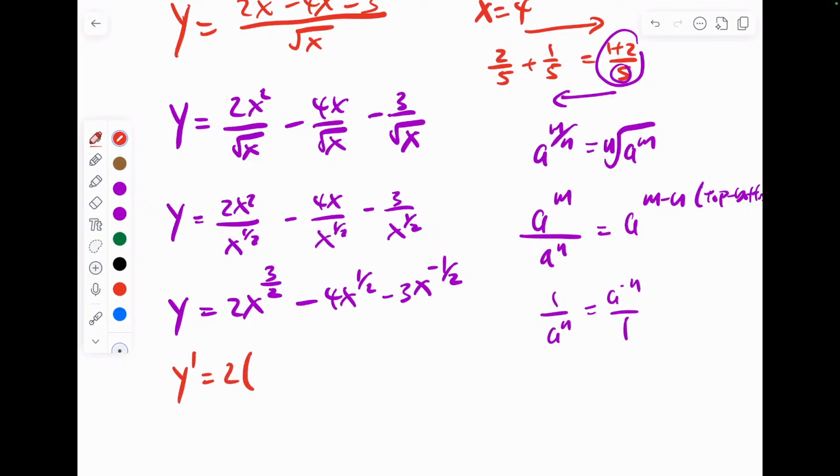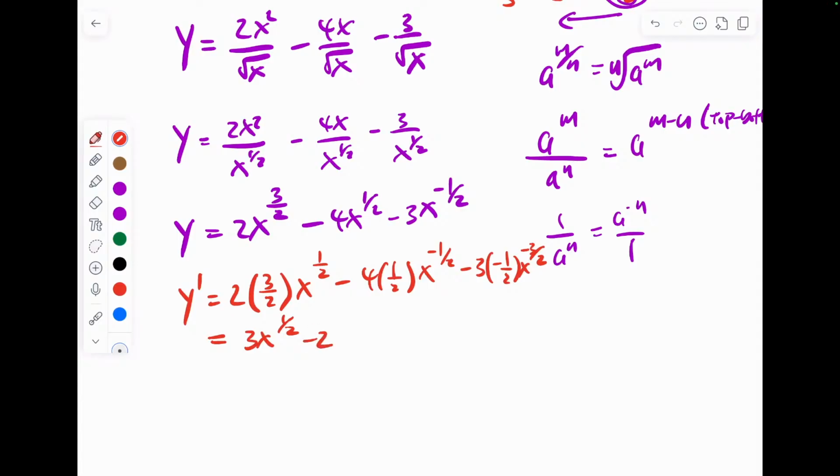So that's going to be 2 times 3 over 2 times x to the 3 over 2 minus 1, so it'd be 1/2, minus 4 times 1/2 times x to the negative 1/2, minus 3 times negative 1/2 times x to the negative 3 over 2. So that should give you 3x to the 1/2 minus 2x to the negative 1/2 plus 3 over 2 times x to the negative 3/2. And this is my derivative.